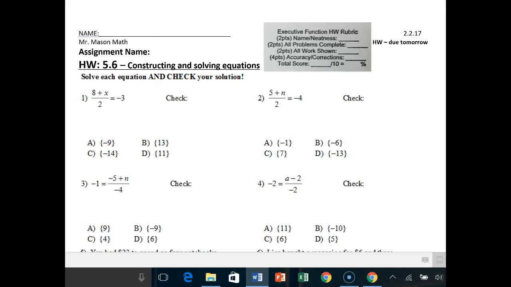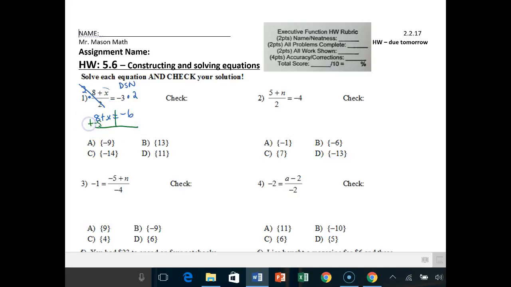So 1 through 4 are the problems that look like one-step, but they're really two-step equations. Start off by multiplying both sides by the denominator, 2. We bring down the expression that was in the numerator, 8 plus x, is equal to negative 3 times 2. That's a DSN. I almost said SSP, but different signs, negative, so it gives me negative 6. And now I have a one-step equation.